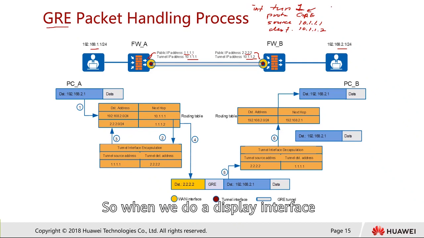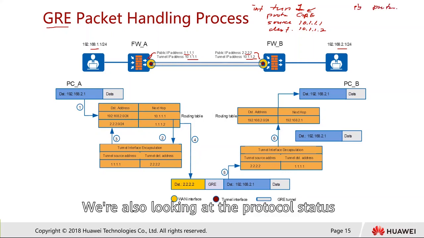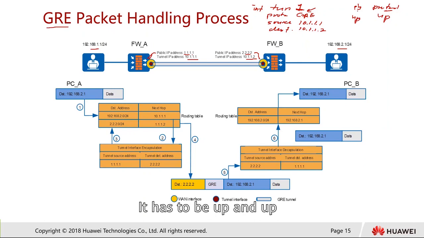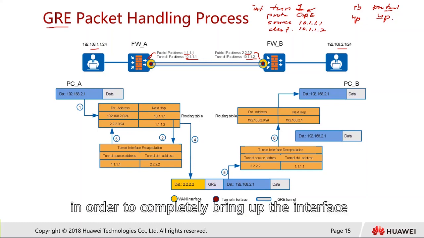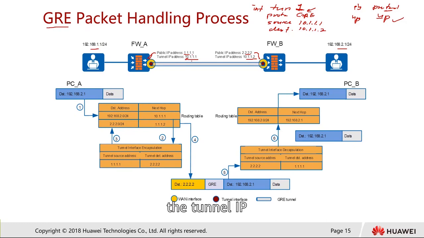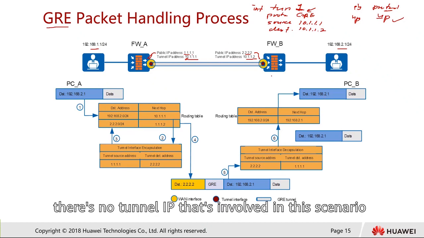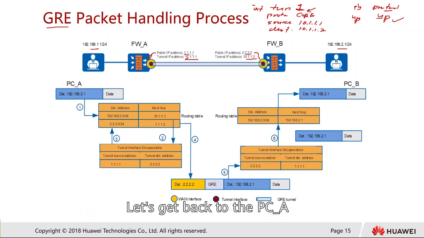Okay, so when we do a display interface IP interface brief command, we're not only looking at the physical status. We're also looking at the protocol status. It has to be up and up. Physical and the protocol has to be up. So this is the reason why we need the IP address here, in order to completely bring up the interface. That's the reason why we have the tunnel IP. But if you look at the whole process here, there's no public tunnel IP that's involved in this scenario. Okay, let's go back to the PCA.